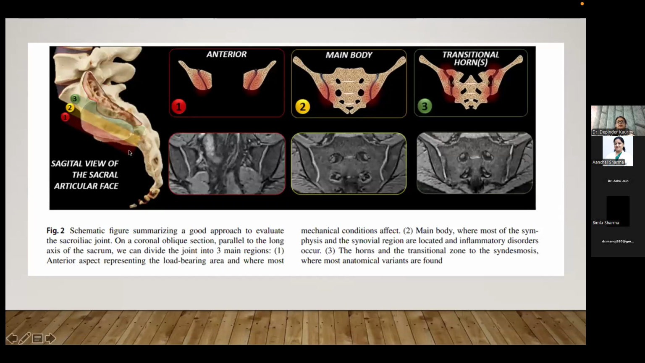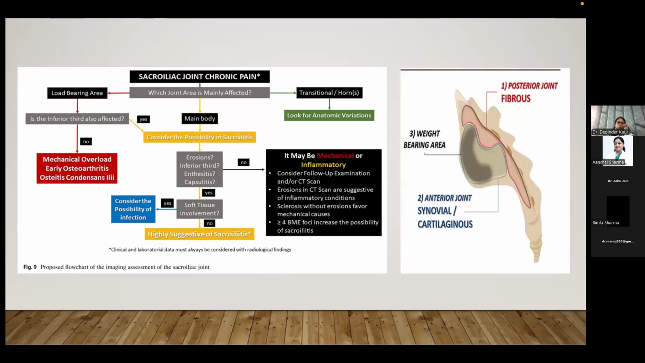If this is the sagittal section of the sacrum, which is participating in the SI joint formation, and if we coronally divide it into three sections, we can say it is the anterior part of the joint, this is the main body of the joint, and this is the transitional horns, right? Based upon this finding, we can divide our patients by the involvement of the joint, and they have made this flow chart. Based on this flow chart, if only the load bearing area, which is the upper and the middle part of the L shape, is involved and the inferior part is spared, then most likely the reason is early osteoarthritis or mechanical overload.